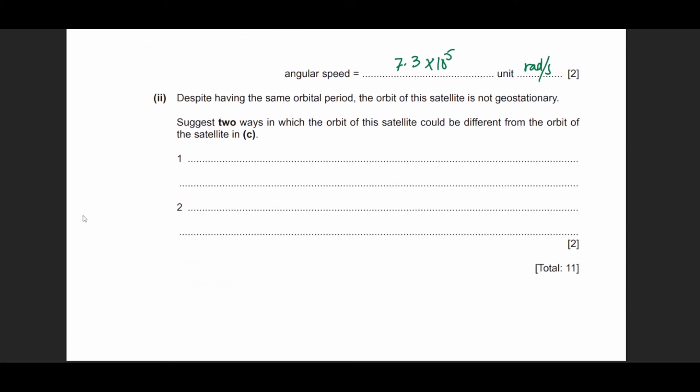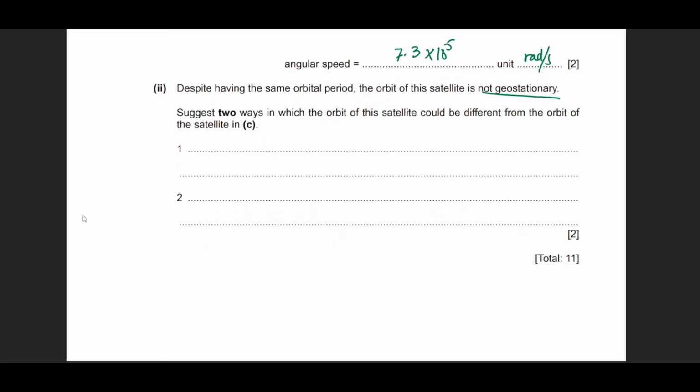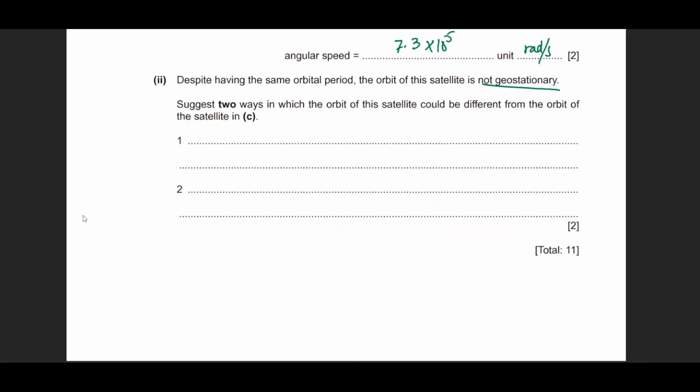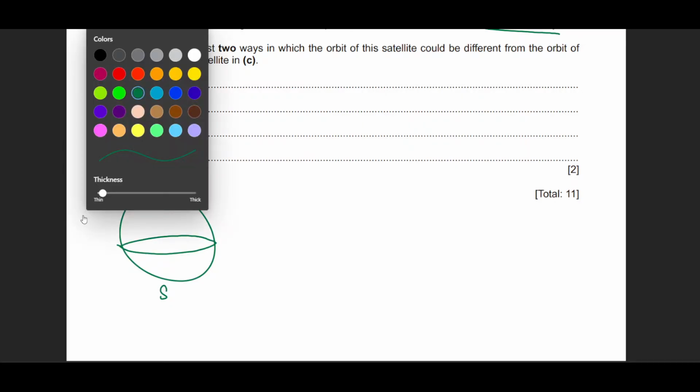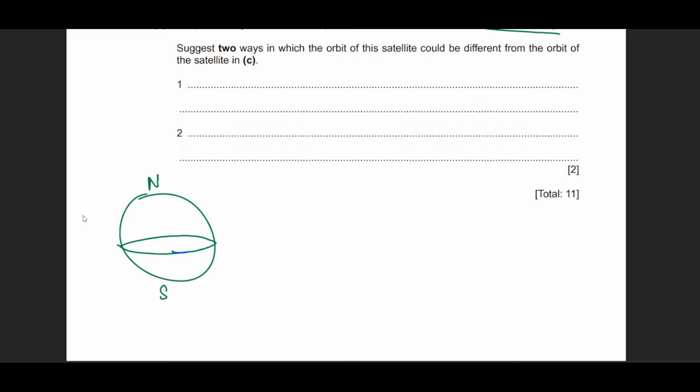It says despite the same orbital period, the orbit of the satellite is not geostationary. So just two ways in which the orbit could be different from the orbit of satellite C. No problem. The orbit could actually be around the poles. You see, if this is the Earth, let's say this is the north and this is the south and this is the equator, for example. For geostationary, it has to be along this line generally so that it can have the same 24-hour period as the Earth. It's possible that the satellite is actually rotating like this in unison with the Earth, right?